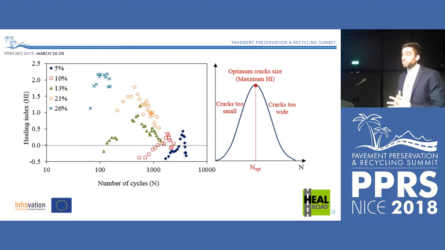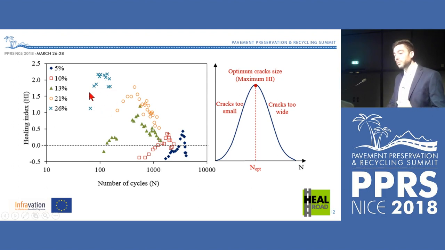Finally, just to talk about the fatigue results. What I present here in this graph is that each point is a different sample where the healing was applied at a different number of cycles during the fatigue test. So in this case, I apply the healing at this number of cycles and I obtain this healing. If I apply the healing a bit later, the healing is better, and then goes down again.